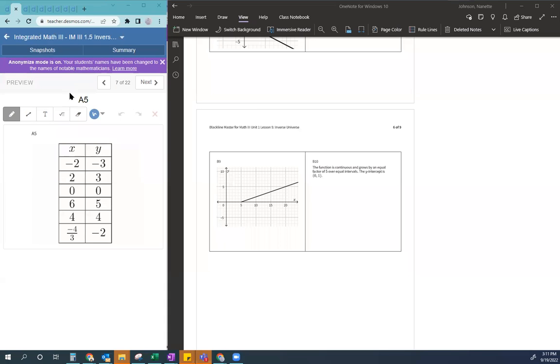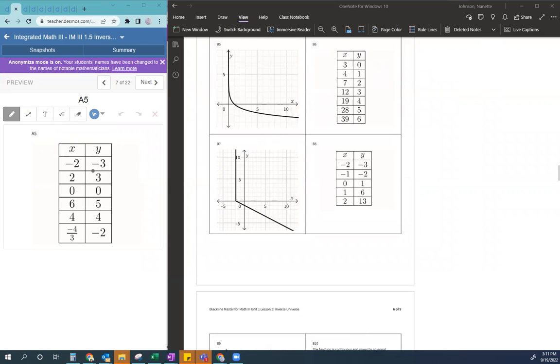Okay, so in Desmos 1.5, slide 7, which is card A5, your purpose is to find a representation of this in one of these B cards that matches the inverse of this. So the first thing I want to do is really find the inverse and graph it as a table.